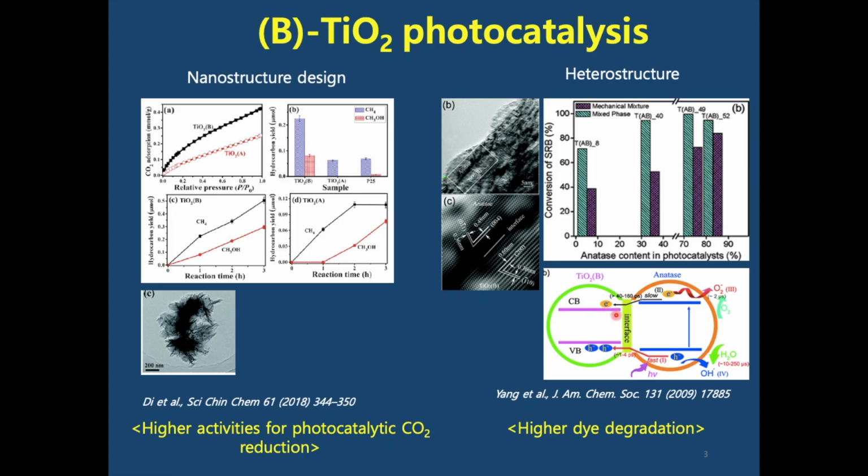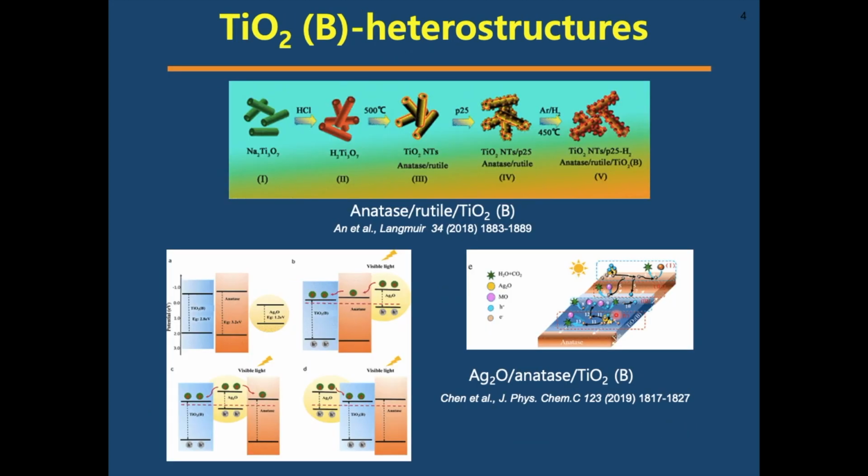Of course, this structure has attracted great attention and interest for further research. Recently, much research has already proceeded on different kinds of heterojunctions, for example, anatase, rutile, and B phase, and also silver oxide, anatase, and B phase. So far, the mechanistic study of energy transfer within these heterostructures has been clearly studied and well understood. So the current trend of research is on how to produce this kind of material in a simple way.